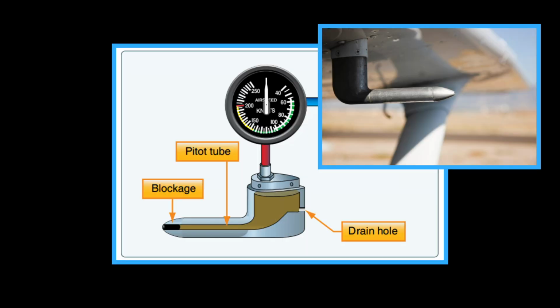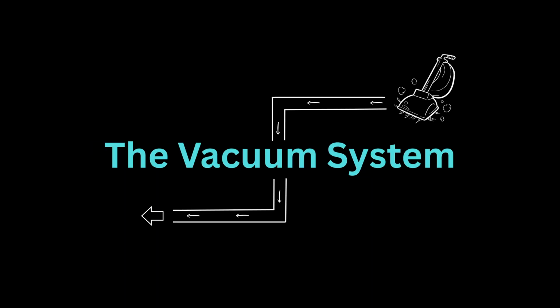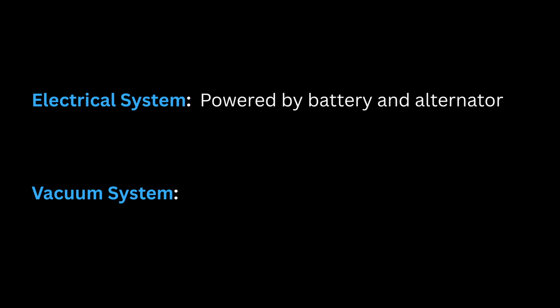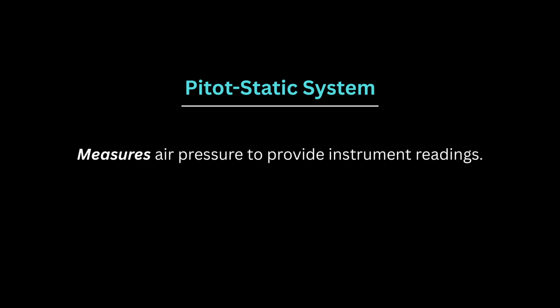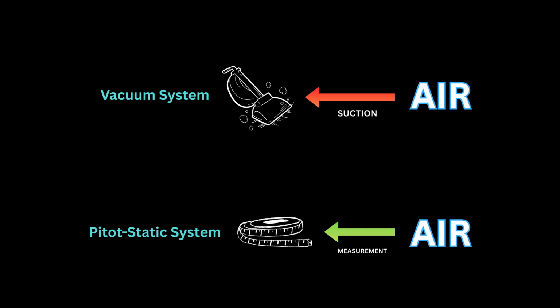Today we're talking about the pitot-static system, as well as some problems you can run into with it and how to fix those problems. In the last video, we talked about the electrical system and the vacuum system. The electrical system is powered by the aircraft's battery, and the vacuum system is powered by the outside air that is sucked in by the vacuum pump. Well, the pitot-static system also brings in air, but rather than bringing it in for powering gyroscopes, it instead measures air pressure to give its designated instruments their proper readings. Again, while the vacuum system physically pulls in air to spin and power gyroscopes, the pitot-static system measures air pressure to calculate speed and altitude.